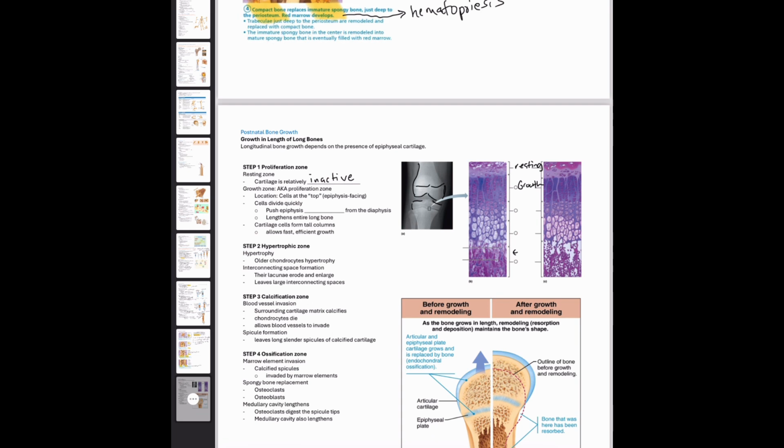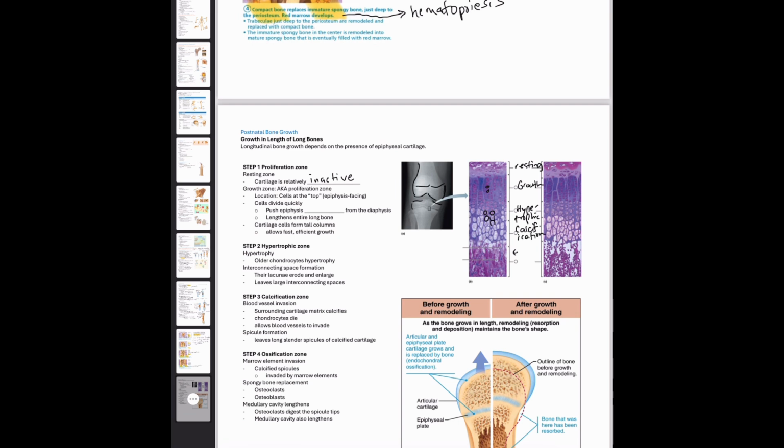And then once we move here to step 2 at the hypertrophy zone, this here is the hypertrophic zone. Look at the size of these different chondrocytes. They are a lot larger compared to here within the growth zone. They are getting larger here, and then you can also see these interconnected spaces between them. These are the older ones that start to get bigger, and then we further get into the calcification zone.